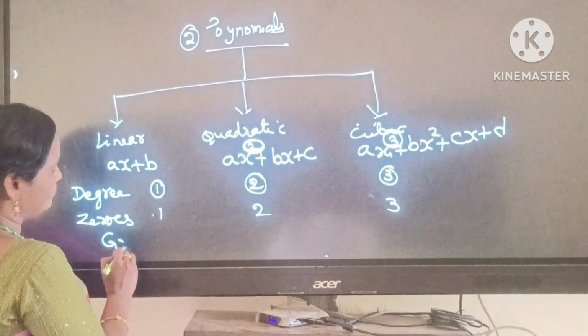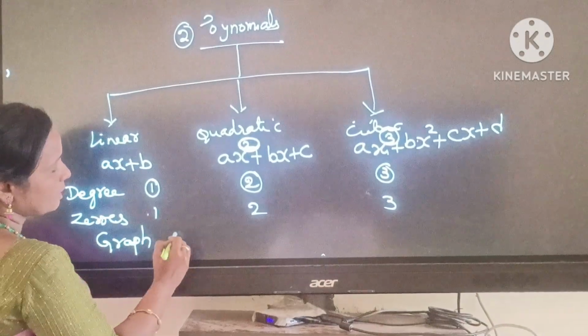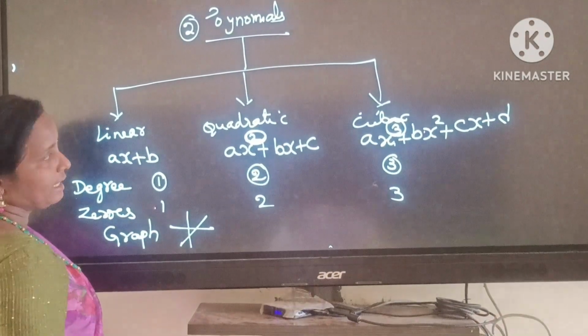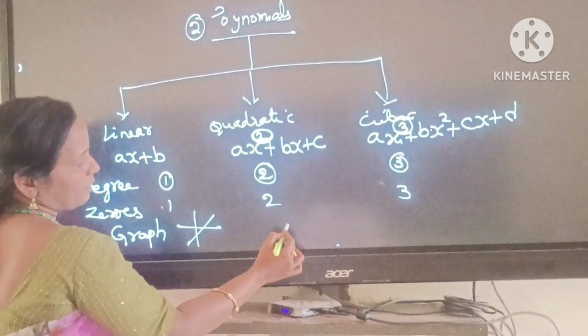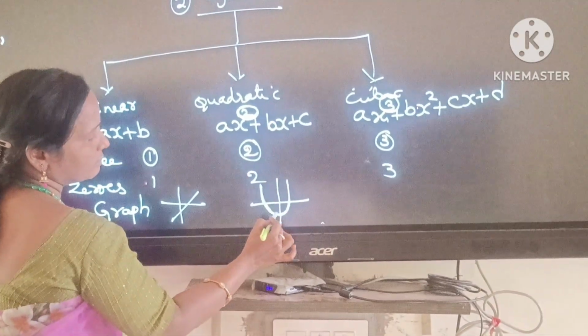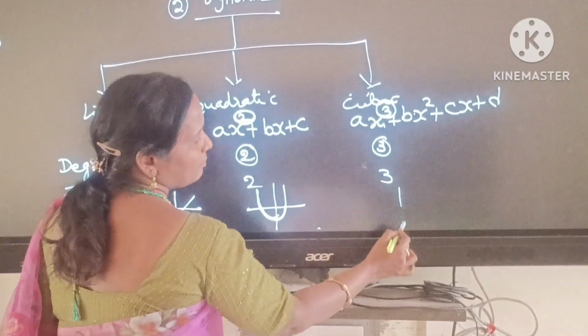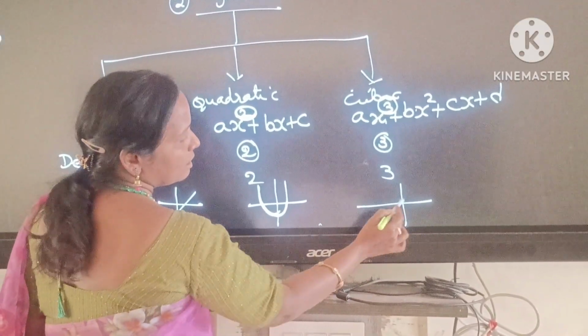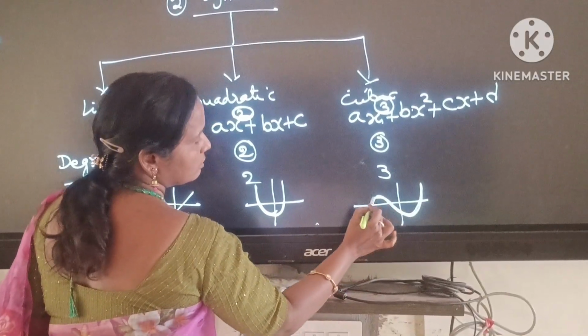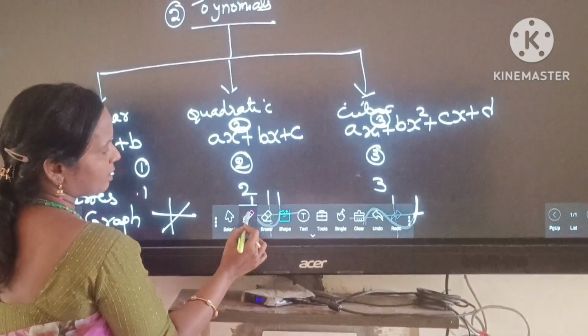Next, graph. The graph of a linear polynomial is a straight line. In a quadratic polynomial, the graph is a parabola. The cubic polynomial has a cubic curve as its graph. This is called a curve.